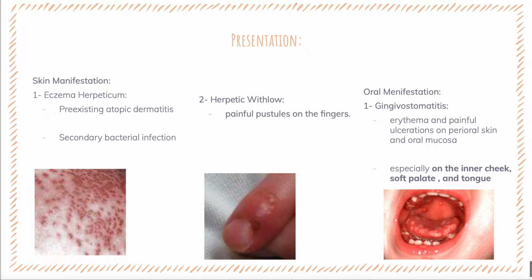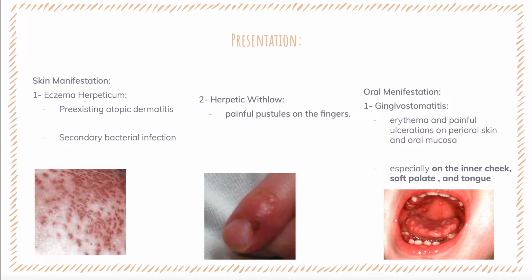Okay, so what are the most important presentations when it comes to herpes simplex type 1 and type 2? Usually we have many of them, but I'm going to talk about skin manifestations and oral mainly. In the skin manifestation, they may present as something we call eczema herpeticum. In eczema herpeticum, the basic idea is that the patient is having atopic dermatitis, which is eczema, and then it's complicated by herpes virus.